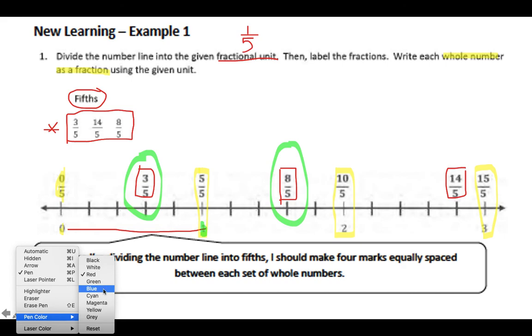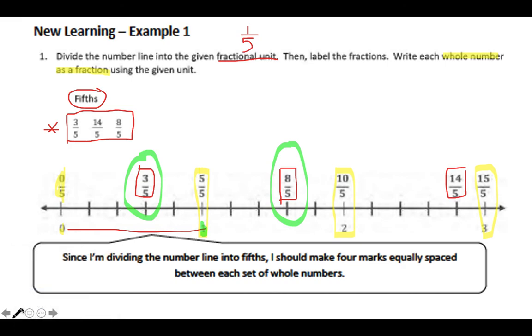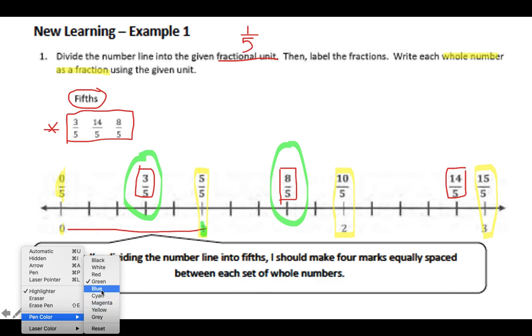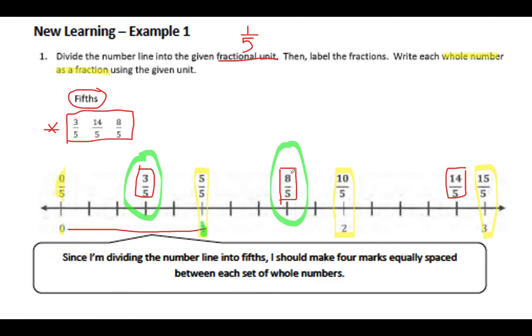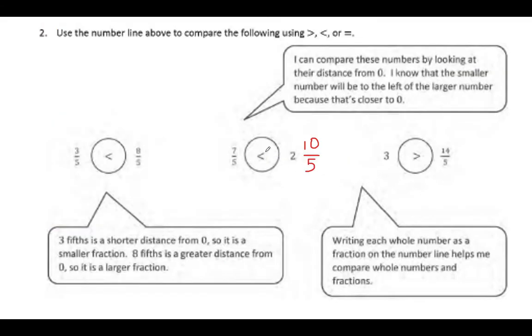Get a new color. Seven fifths would be right here, right? It would be right before 8 fifths. So even though I don't have it labeled, I know where it goes. And then here is my 10 fifths. 7 fifths is closer to 0, so it's smaller than 10 fifths. So we said 2 or 10 fifths is greater than 7 fifths.